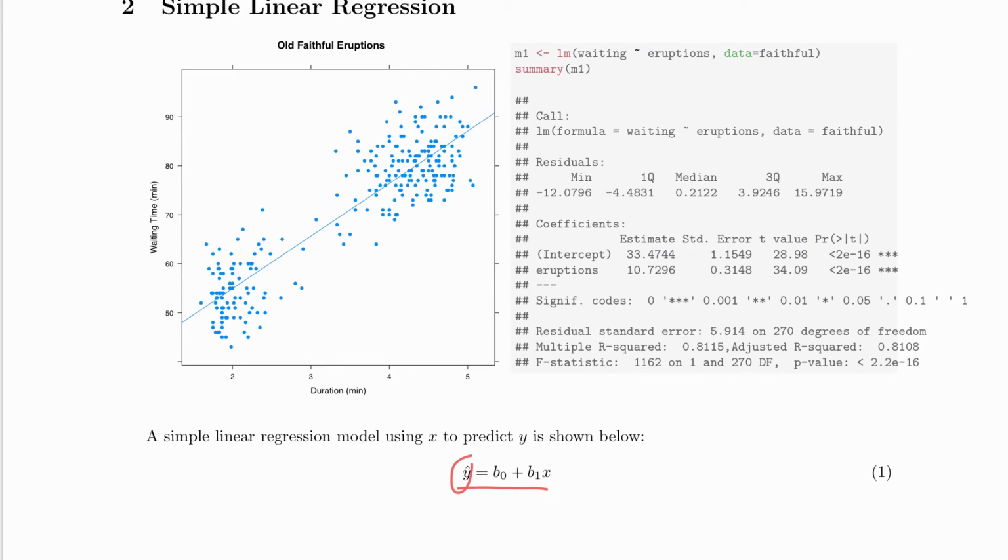So before I talk about how we actually fit this model, either by hand or by using R, I want to talk about how we actually arrive at this equation mathematically.